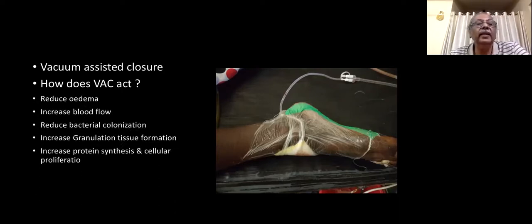How does it act? These are the advantages. It reduces the edema. It increases the blood flow. It reduces bacterial colonization. It increases granulation tissue formation and increases protein synthesis and cellular proliferation. So these things you should read. At least you should say that it reduces edema, increases blood flow, and reduces bacterial colonization. In effect, it increases the granulation tissue formation.